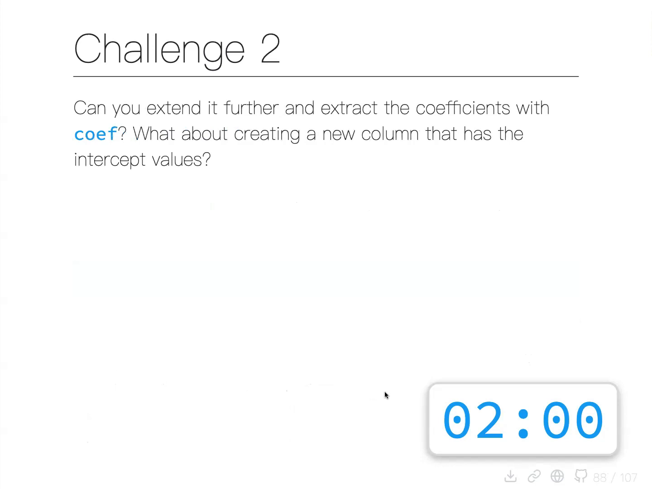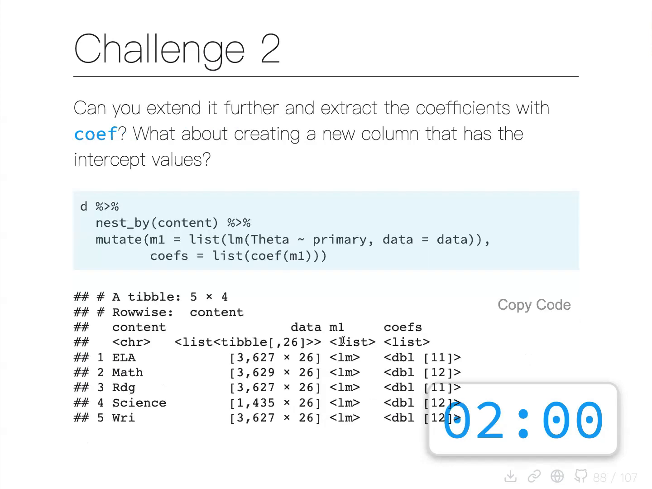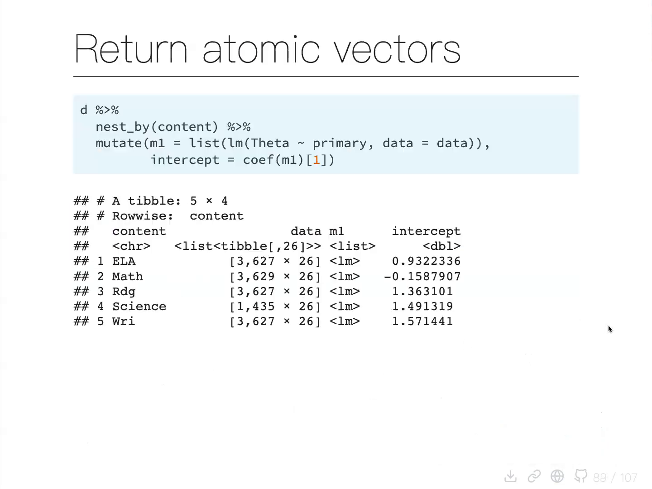Okay? So we can extend this further to extract the coefficients. So here I say coef, and again, I'm saying list because there's more than one coefficient, right? This one has 11, this one has 12. Unless it returns of length 1, you have to wrap it in list, basically. Okay, so wrap it in list unless it returns something of length 1.